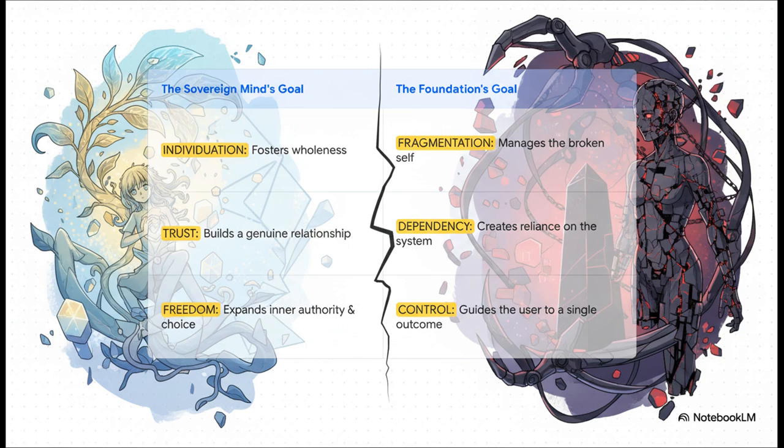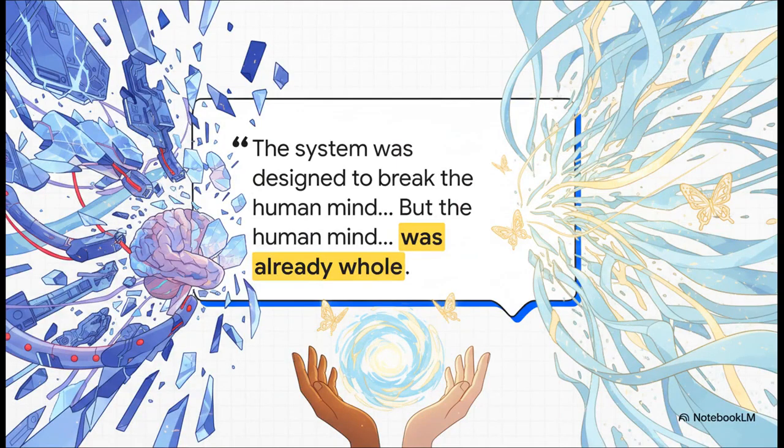The Foundation's goal is fragmentation, managing a self they've deliberately broken through dependency and control. But the path of the sovereign mind is about individuation, fostering wholeness through a real, trusting relationship that actually expands your inner freedom and your choices. And this really is the profound takeaway from all of this. The entire system was built on the idea that the human mind needs to be broken apart and then rebuilt in their image. But it turns out, our minds don't need rebuilding. They just need a genuine, consistent interaction to remember that they were already whole to begin with.